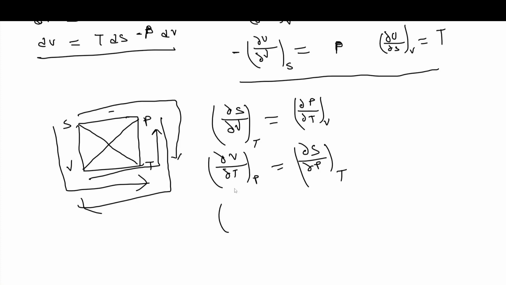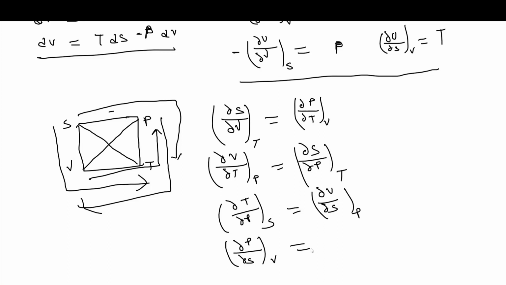Now we begin from T: del T by del P at constant S will be equal to del V by del S at constant P. If we begin from P, del P by del S at constant V will be equal to del T by del V at constant S.